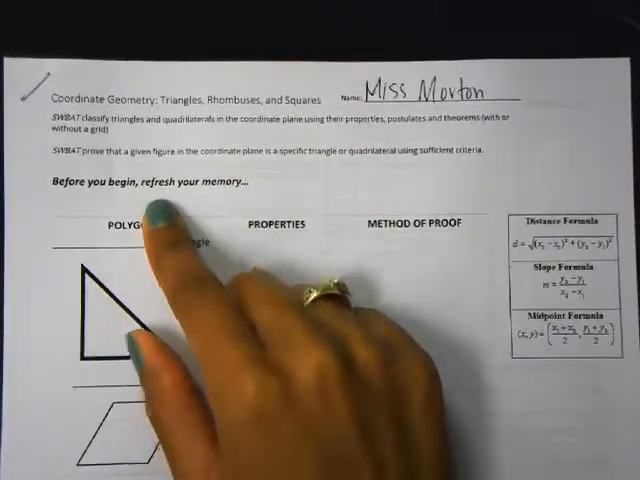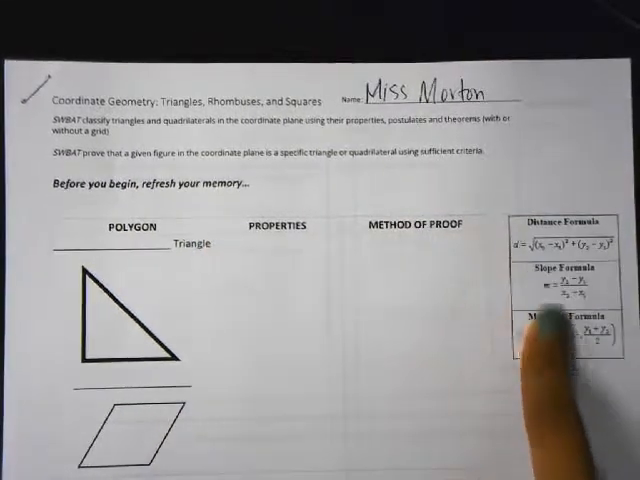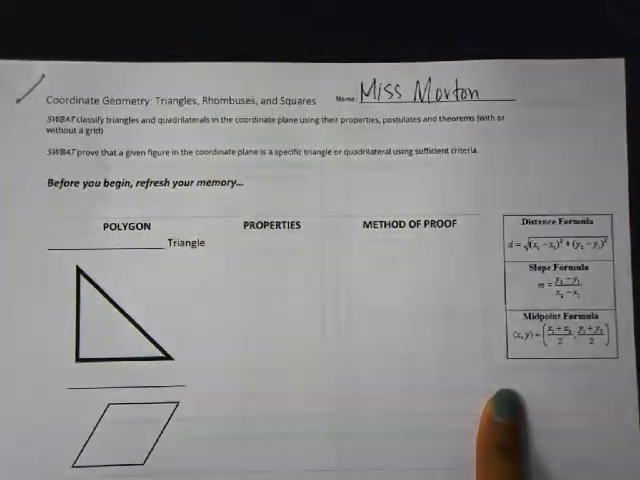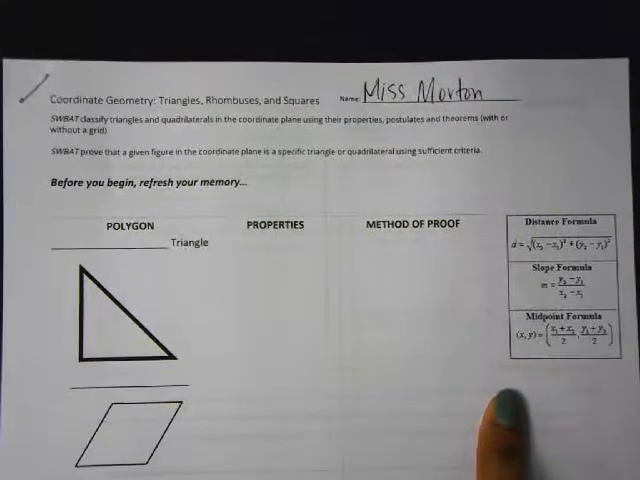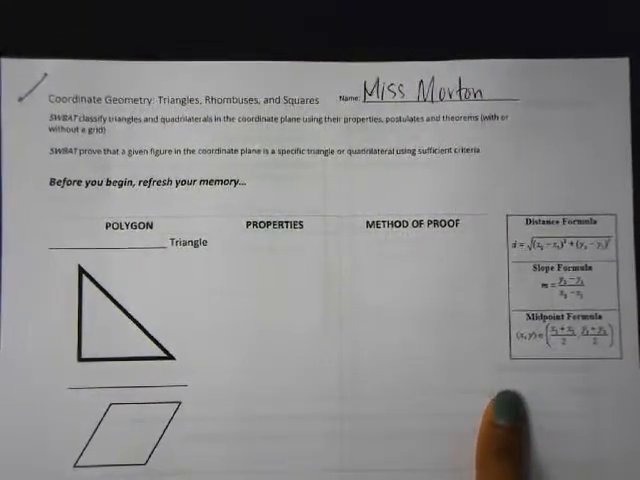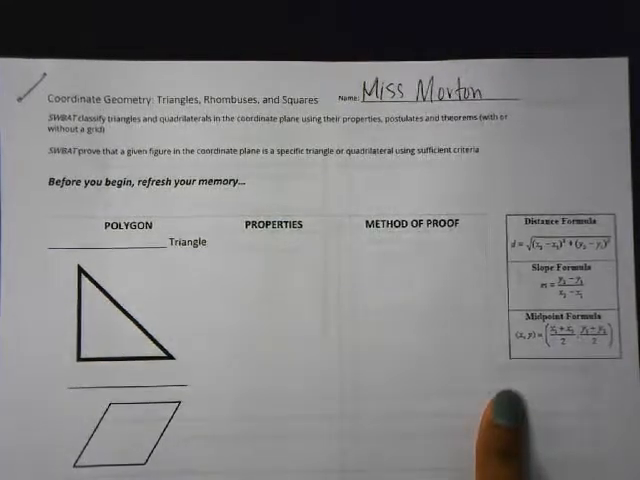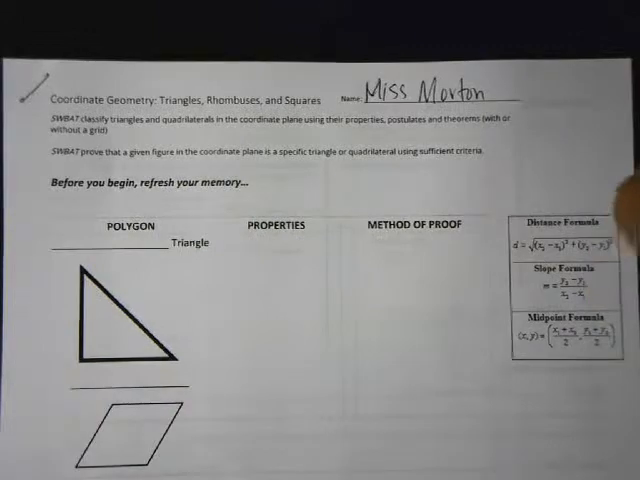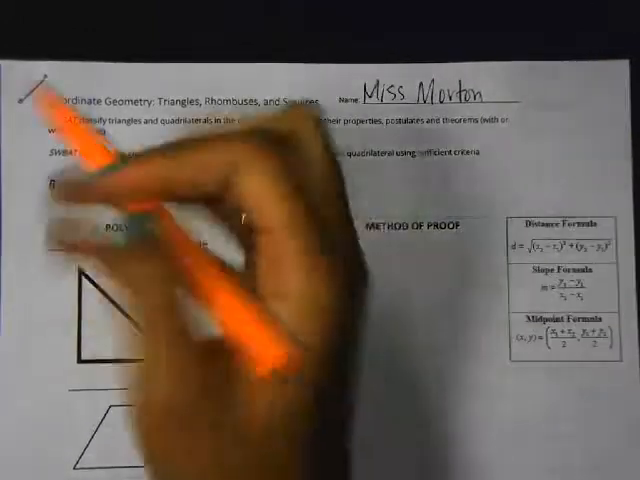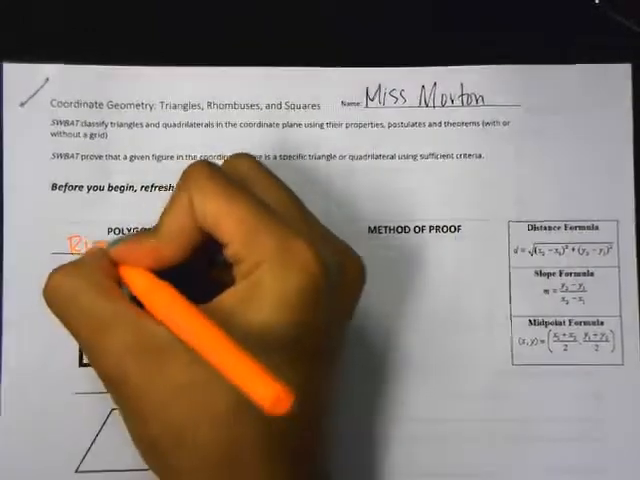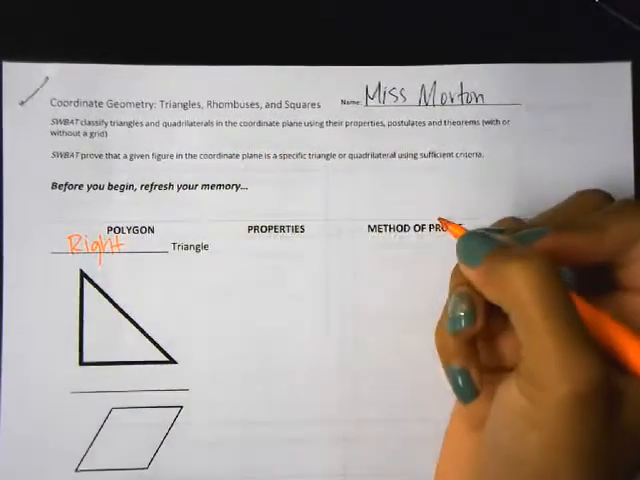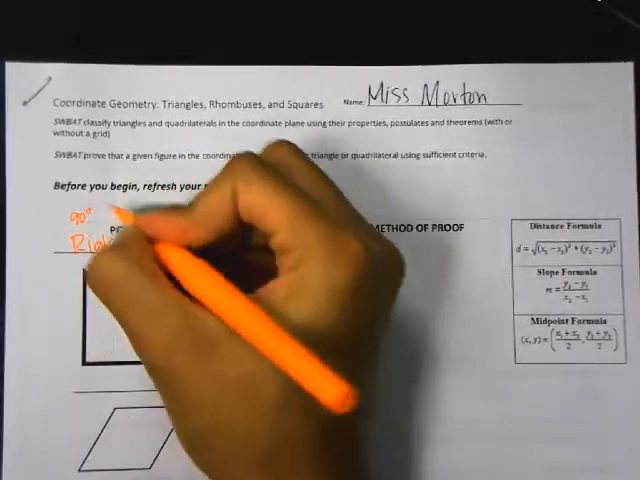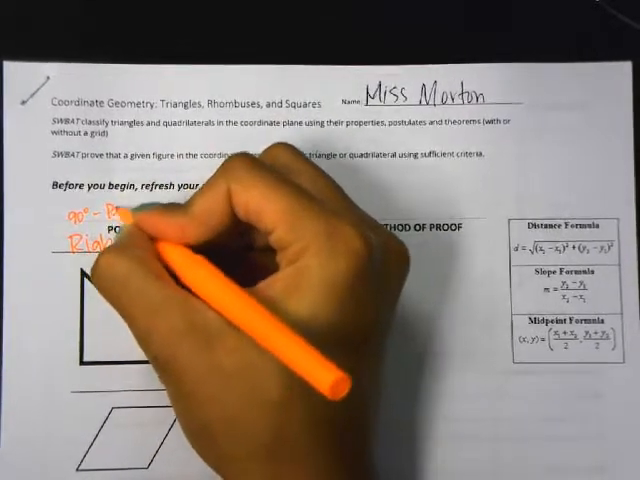Okay, so before we begin, let's refresh our memory. This is our toolbox. We're going to be pulling from here, and we're also going to be pulling from the fact that we know that parallel lines have the same slope and perpendicular lines have opposite reciprocal slopes. Alright, so let's look at this figure right here. This is obviously a triangle, but more specifically, it is a right triangle. Now, when I think of right, I think of 90 degrees, and I also think of perpendicular.